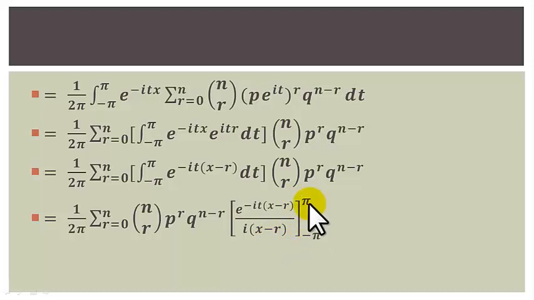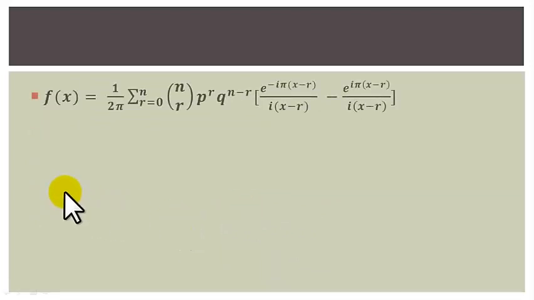Putting in t equals pi and t equals minus pi here, this will give us the following result. So f of x is equal to 1 over 2 pi, summation r from 0 to n, combination r, p to power r, q to power n minus r, times exponent minus i pi into x minus r all over i into x minus r, minus exponent i pi into x minus r all over i into x minus r.